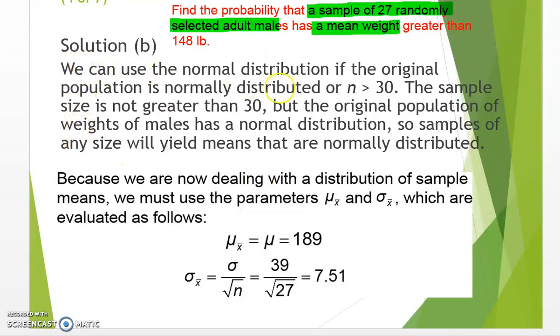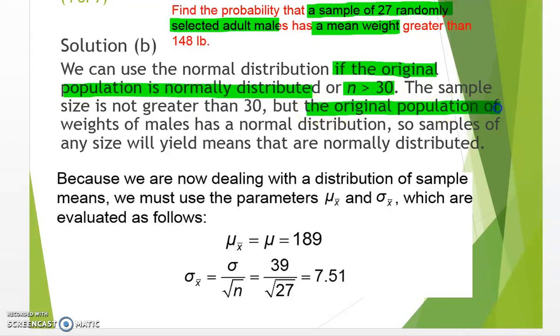So we can try to think if we can use the normal distribution. All right, we understand the condition is we can use the normal distribution if the original population is normally distributed, or if the sample size is large enough. In this example, we only have 27. Sample size is not large enough.